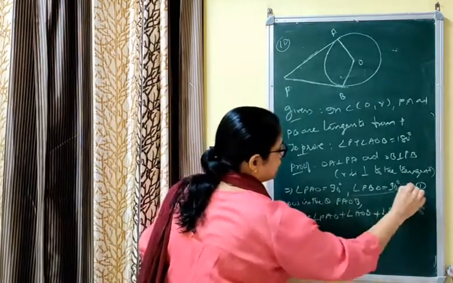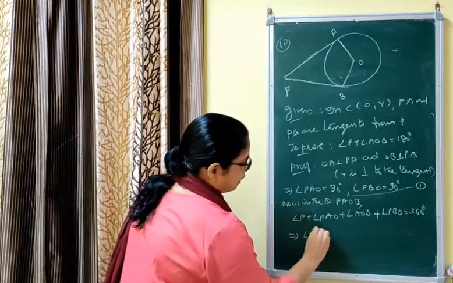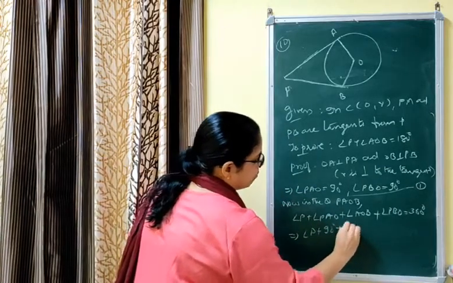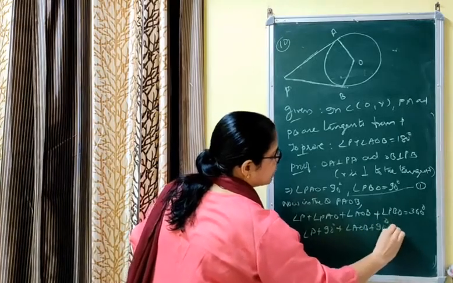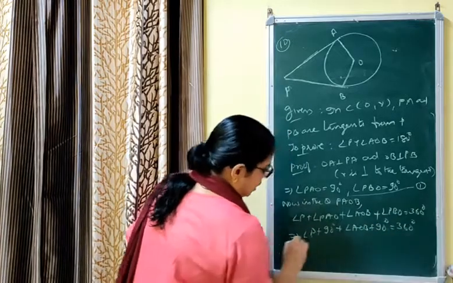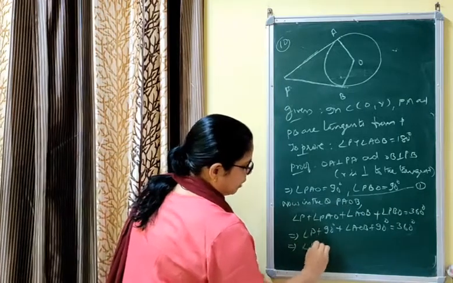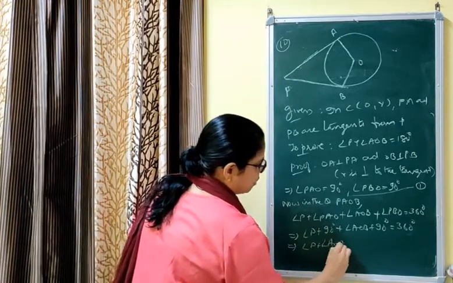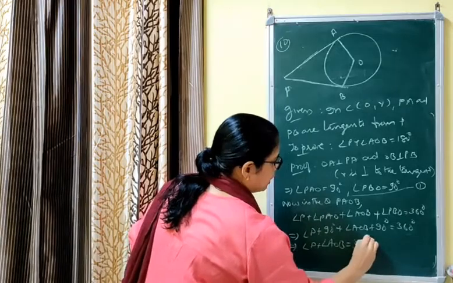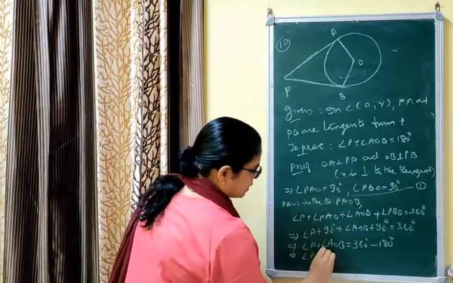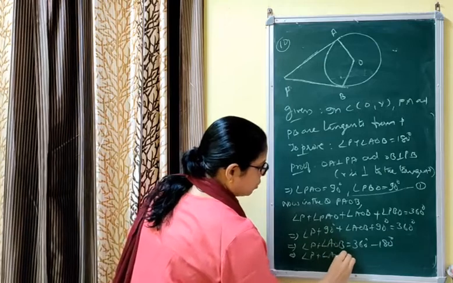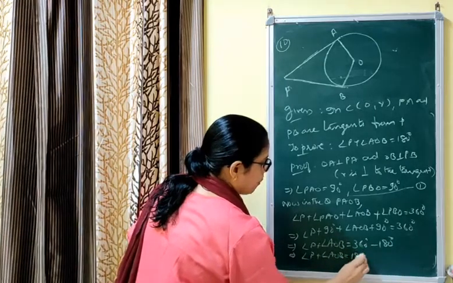दोनों को मिला करके इक्वेशन 1 करते हैं. That is angle P plus 90 degree plus angle AOB plus 90 degree is equal to 360 degree. Implies angle P plus angle AOB is equal to 360 degree minus 180 degree. Implies angle P plus angle AOB is equal to 180 degree.